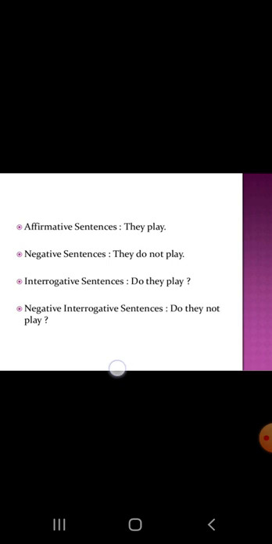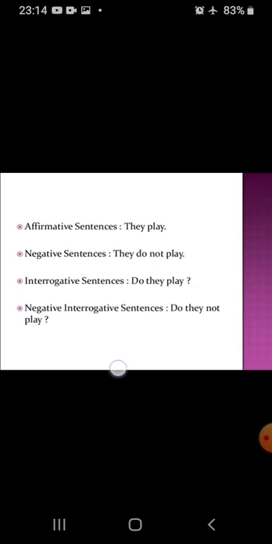Now here you can see the affirmative sentence is they play. Here no helping verb is there, and here the use of do and does comes in. We use do and does for present tense if we want to make the sentence negative and interrogative. If the subject is singular, we use does, and if the subject is plural, we use do. By adding not, we can make the sentence negative. They is plural, and with a plural subject we use do. So it will be written as they do not play.